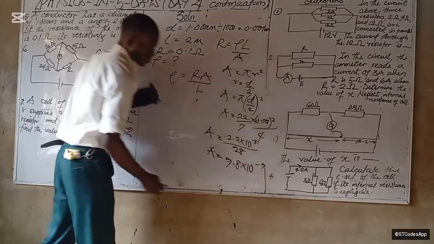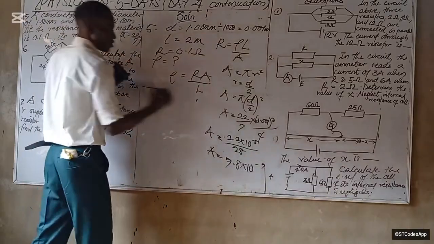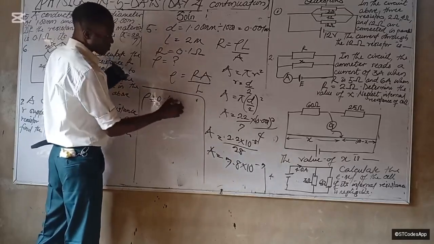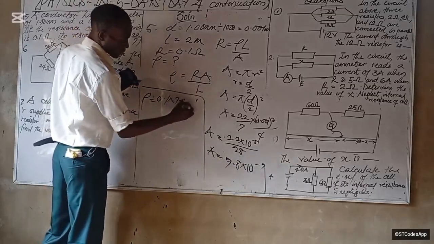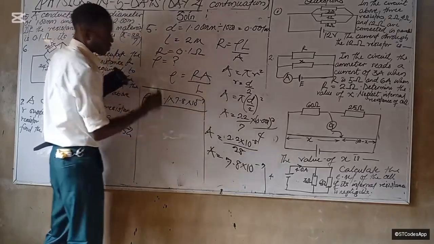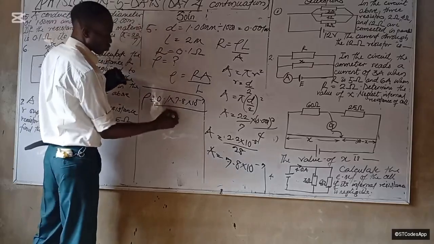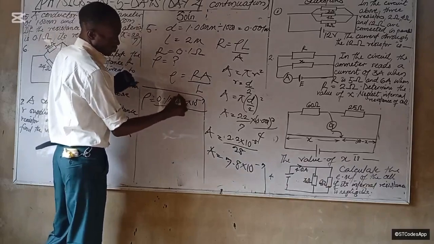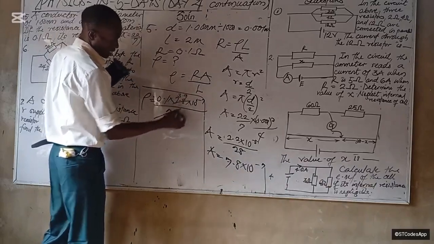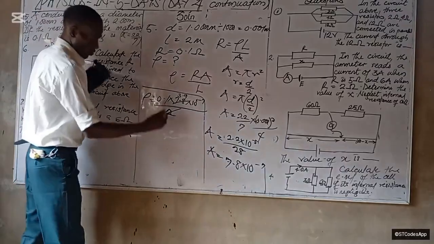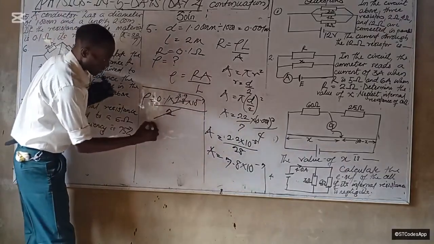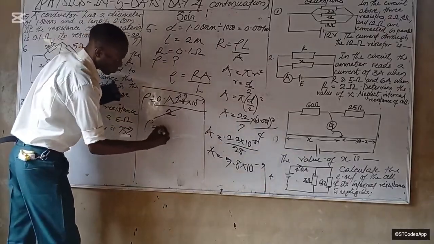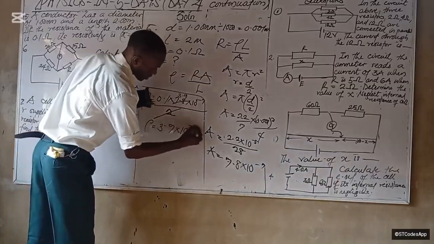Okay, we'll now bring this into the equation. So our rho will now be equal to R, which is 0.1, times A, which is now 7.8 times 10 to the power minus 7, over length. What is length? 2 meters. So we divide by 2, we get 3.9, right? So we get 0.1 times that, and we add minus 1 to the power. Rho equals 3.9 times 10 to the power minus 8.